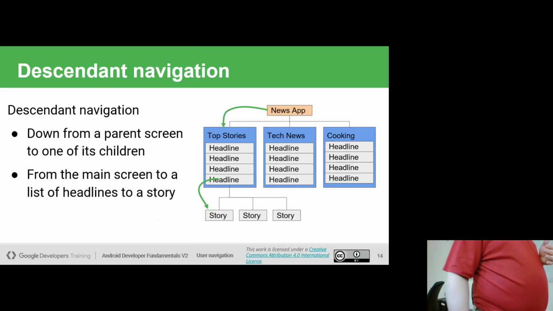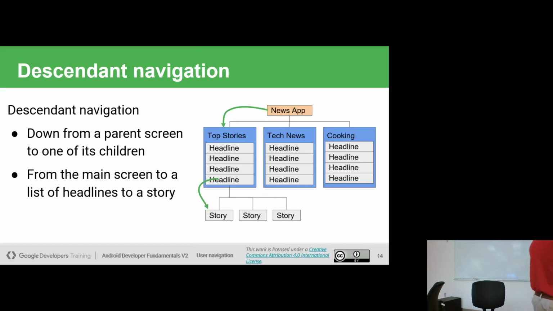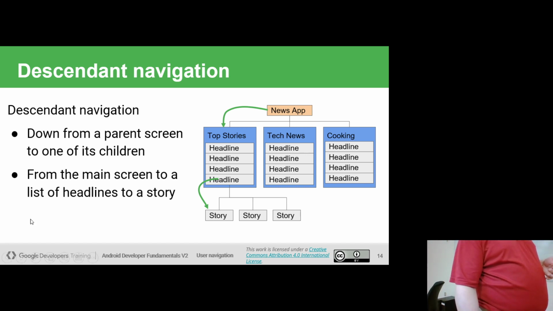So let's talk first about descendant navigation. Okay, so descendant navigation is where I'm going down. So in this case, we're kind of going from the home screen down to top stories, down to the fourth story in the list. Okay, and looking at that.